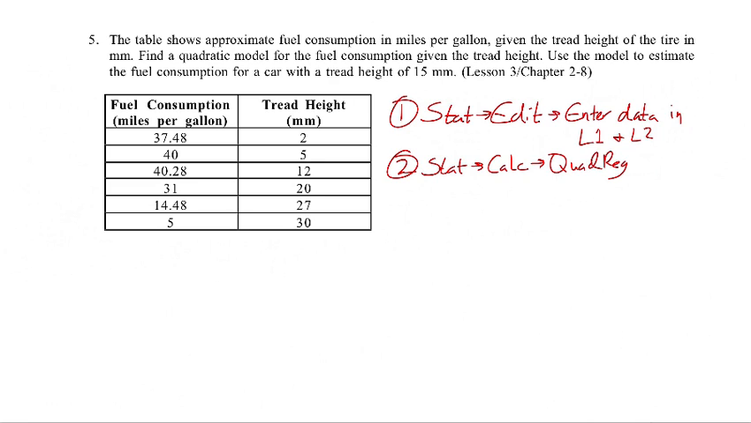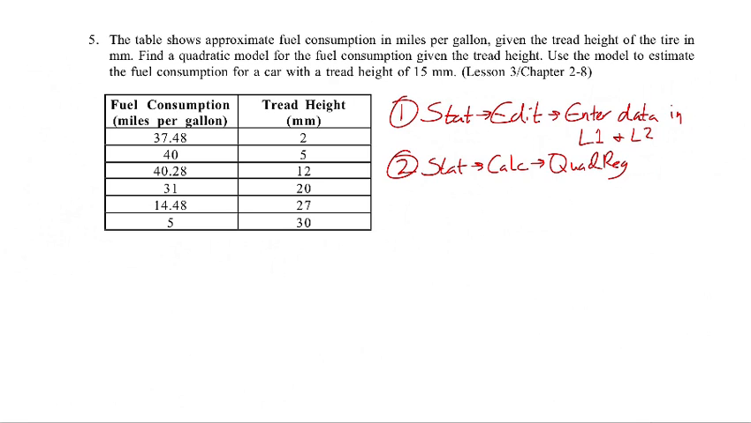Last one on the review, number 5, says the table shows approximate fuel consumption in miles per gallon given the tread height of the tire in millimeters. Find a quadratic model for the fuel consumption given the tread height. Use the model to estimate the fuel consumption for a car with a tread height of 15 millimeters.